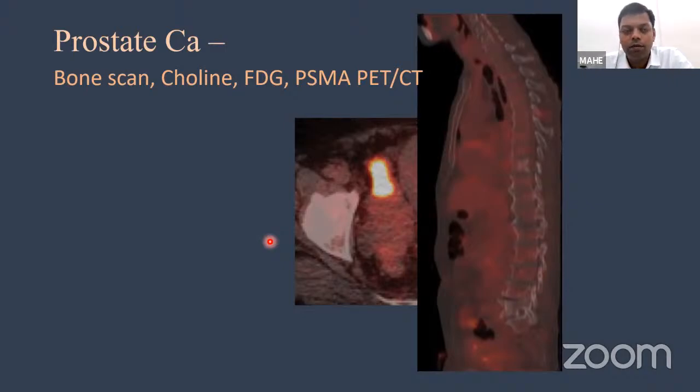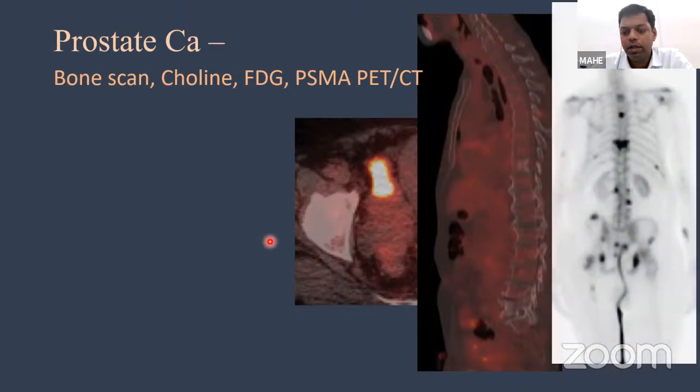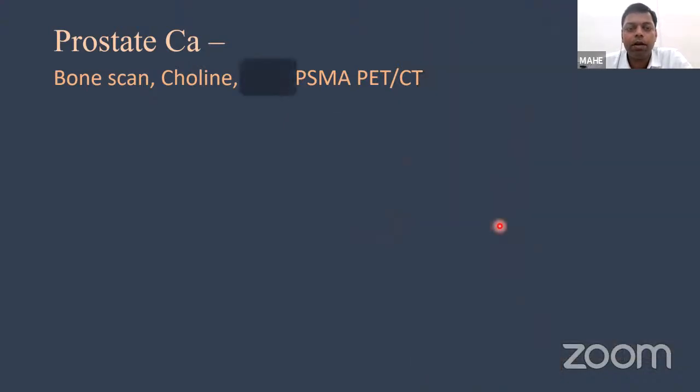So whenever you think of PET scan, that's the normal word which is used for FDG PET-CT. It is not useful for well-differentiated disease. However, later, as the disease progresses, FDG PET-CT has a role, which I will come to later. As you can see, this patient has multiple skeletal metastases, but the FDG PET scan has not picked up any of the lesions. So FDG is out of the question here.